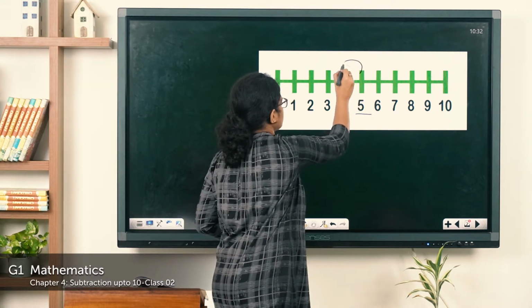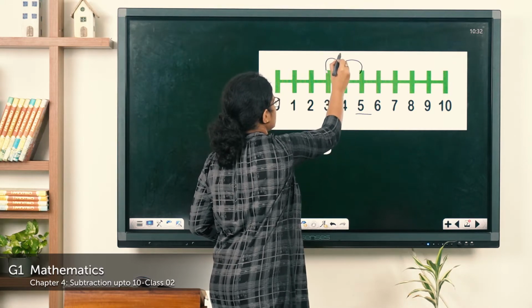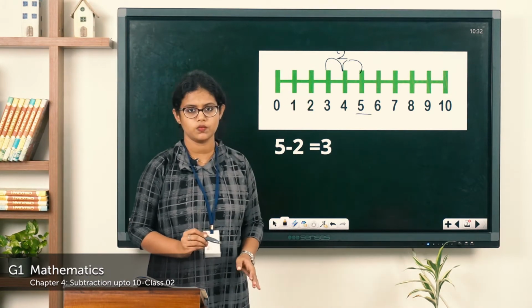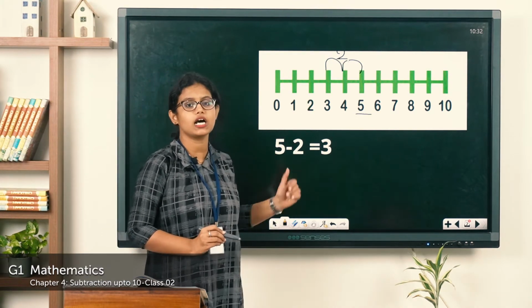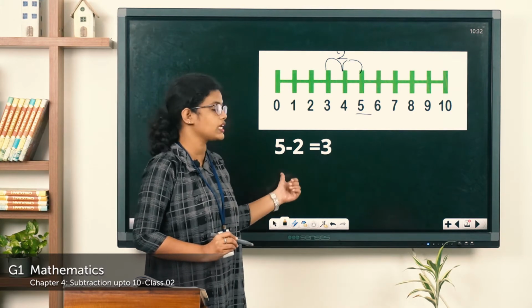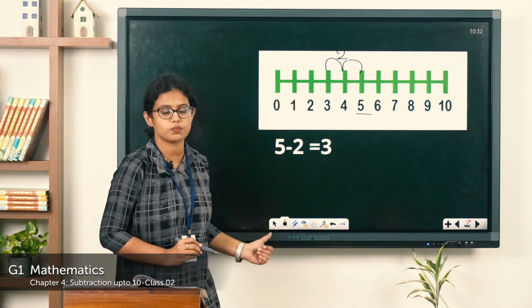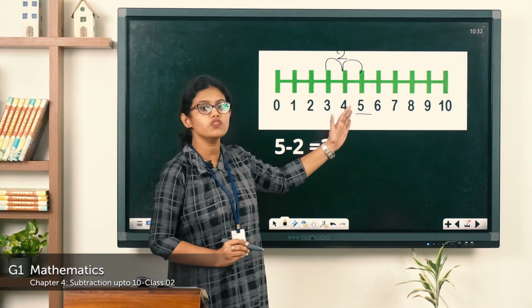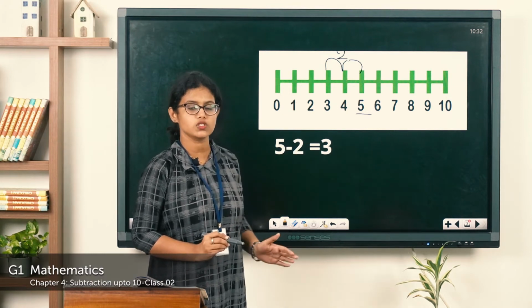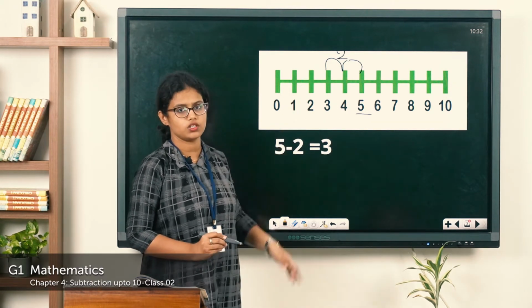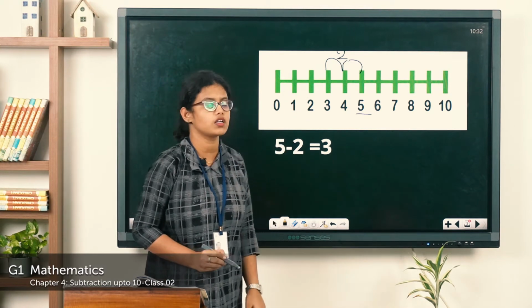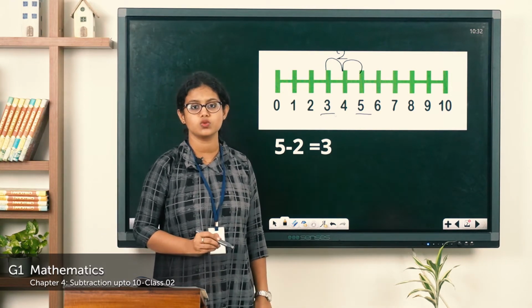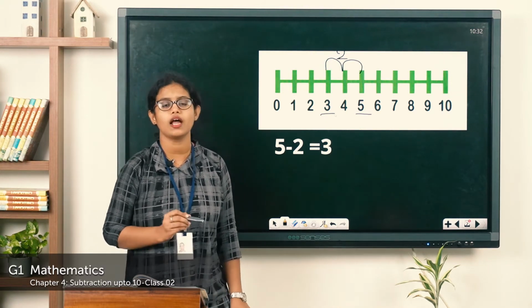So 5 to 4, 4 to 3. So you moved 2 steps to the left. So here we are taking away. From 5 you are taking 2. We are going to subtract 2 from 5. So that we need to move backward. We need to move 2 steps backward. So we have reached at which number? We reached at number 3. So what is 5 minus 2? 5 minus 2 equal 3.